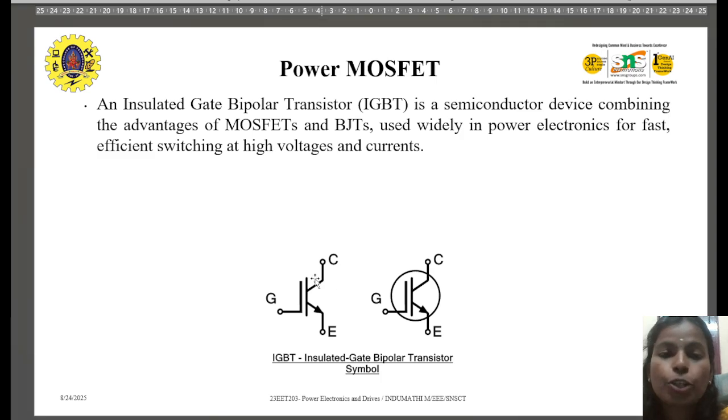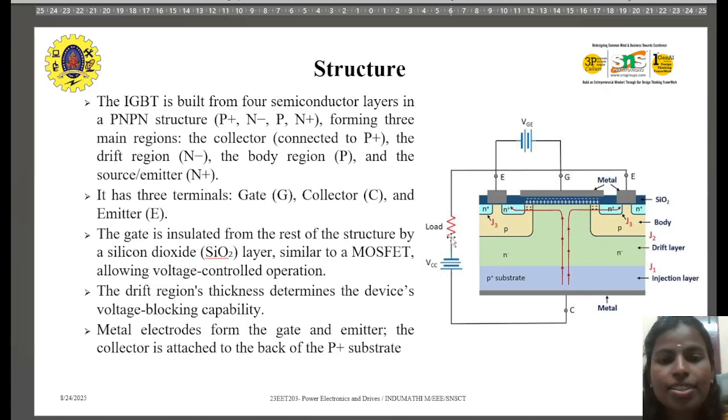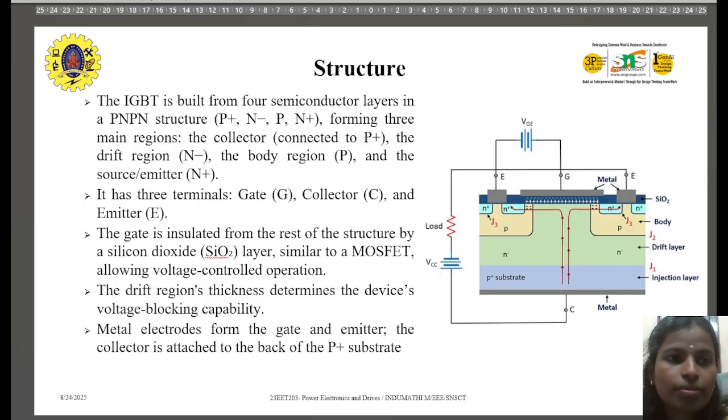So we'll break into the structure. This is the symbol for IGBT and this is the structure. As said in the previous video, P plus is nothing but highly doped P-type material, that is, plus represents highly doped. We have a SiO2 layer, a drift layer, which is a feature of power electronic devices, and an injection layer.